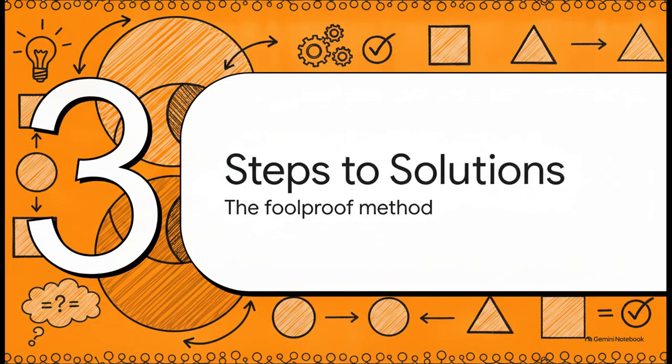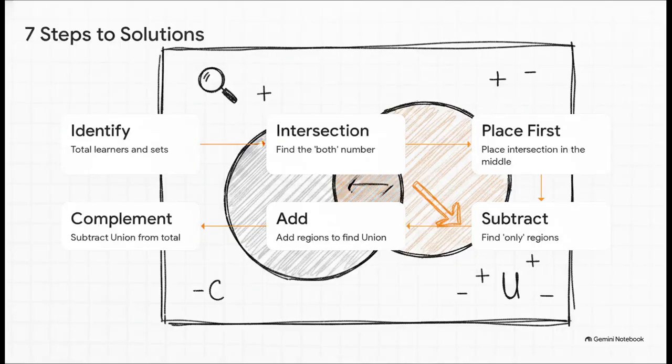All right, part 3. 7 steps to solutions. The foolproof method. Here is your blueprint for success. First, find your total learners and identify the sets. Next, pinpoint that intersection, the both number. Now, step 3, and seriously, underline this in your brain. Place that intersection first. That is your golden rule to avoid double counting.